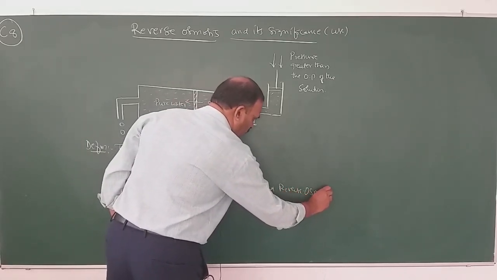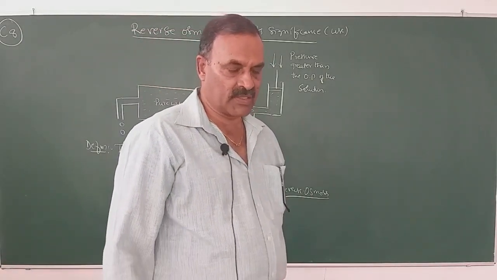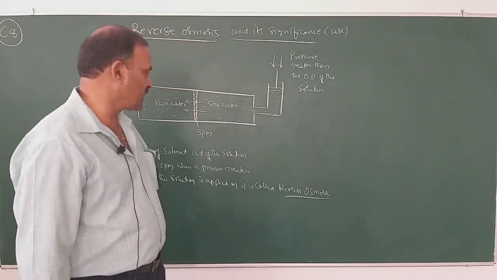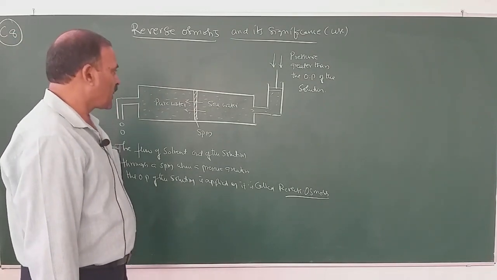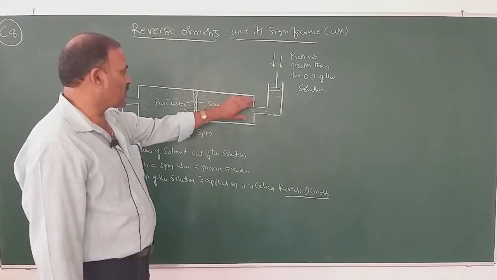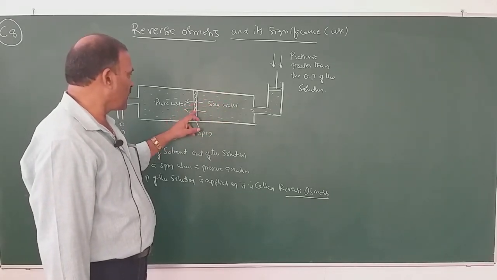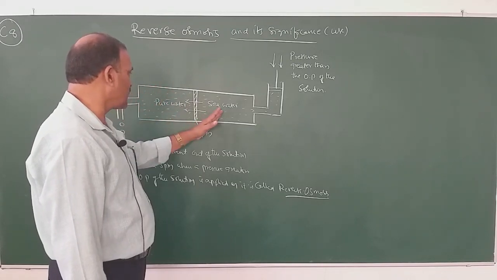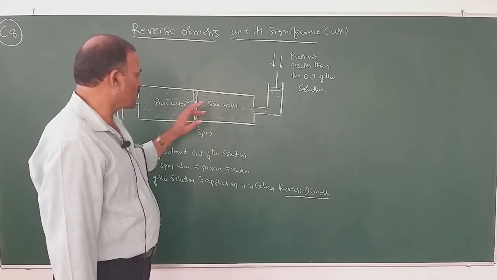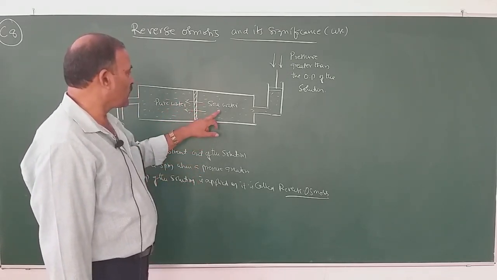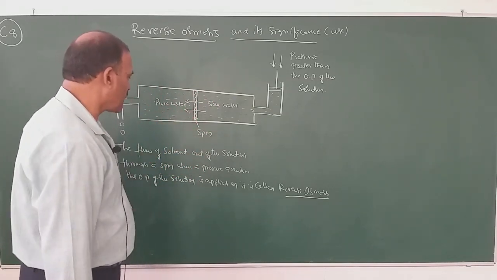So you might have heard what is reverse osmosis. In our water filters, for example, the water filter which is fixed in our college is based on reverse osmosis. We apply pressure on impure water, and only pure water will flow out of the semi-permeable membrane. This is known as reverse osmosis. The flow of solvent from pure solvent to solution is osmosis. The flow of solvent from solution into pure solvent through a semi-permeable membrane is reverse osmosis.